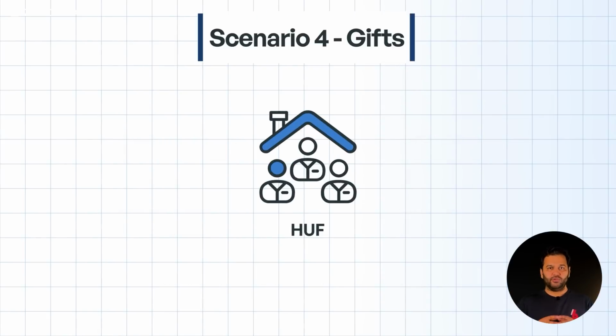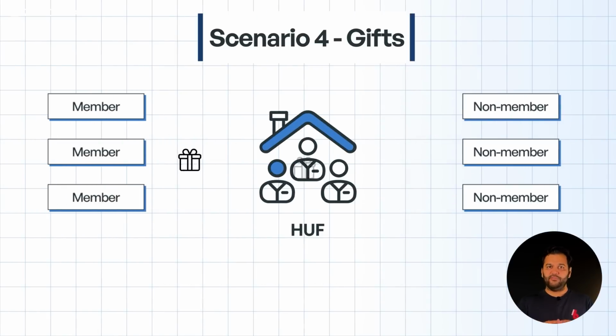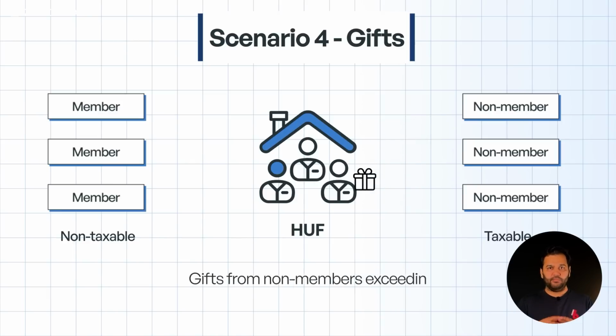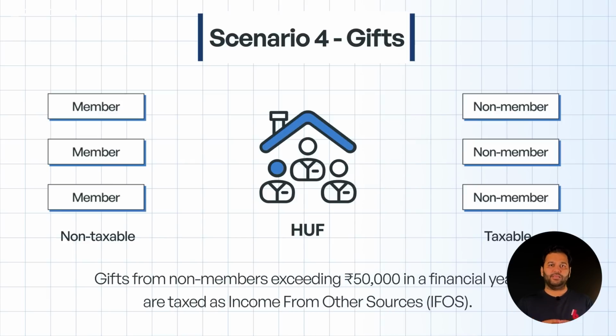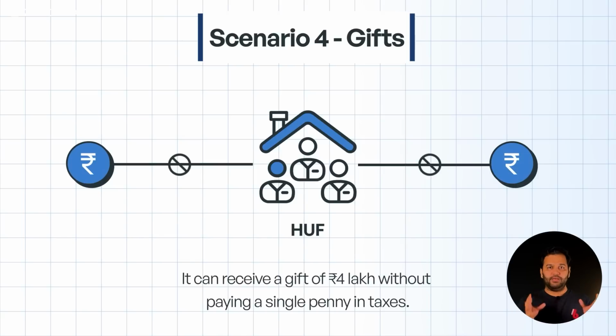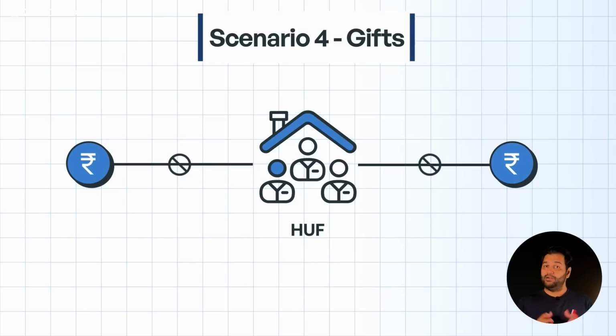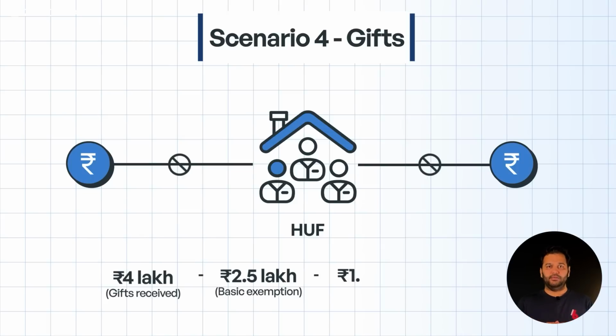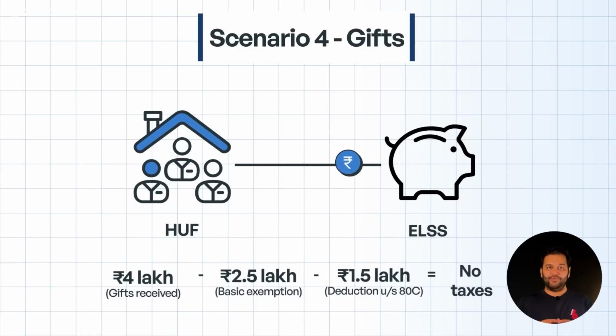Further, an HUF can also accept gifts. While gifts received from members are non-taxable, gifts from non-members are taxed as income from other sources if the cumulative value of the gifts received is greater than 50,000 in a particular financial year. If the HUF does not have any income sources, then it can receive a gift of up to 4 lakh without paying a single penny in taxes. Wondering how? Very simple. 2.5 lakh is the basic exemption limit, while the remaining 1.5 lakh can be invested in tax-saving instruments such as ELSS and claimed as a deduction under Section 80C.